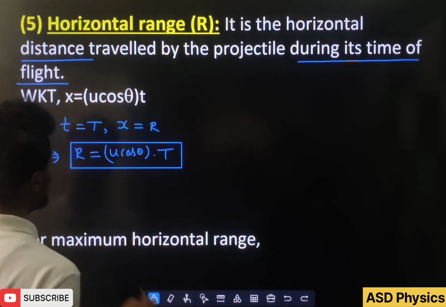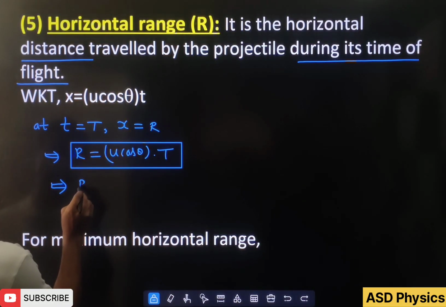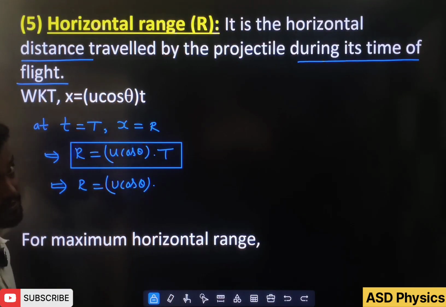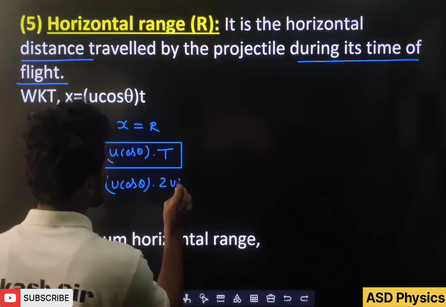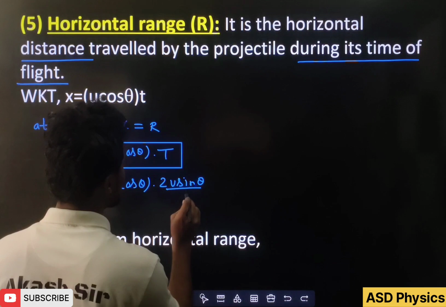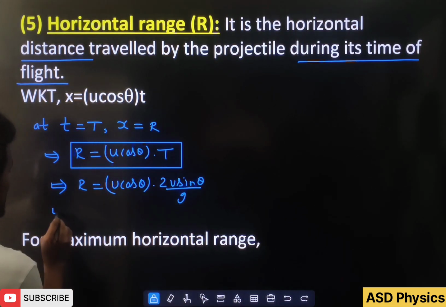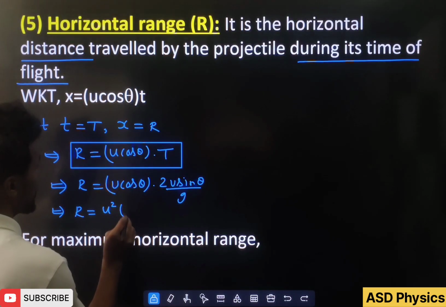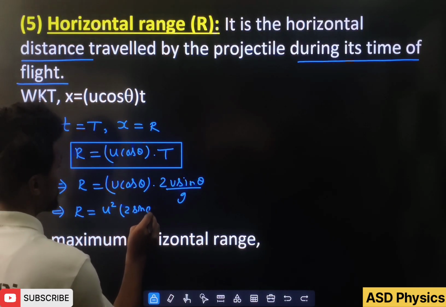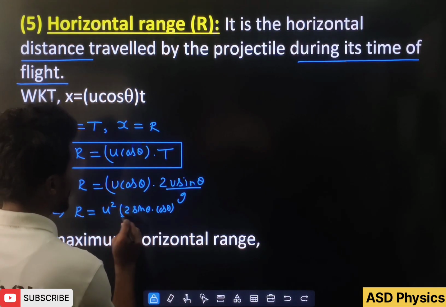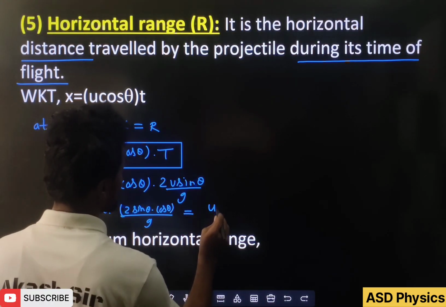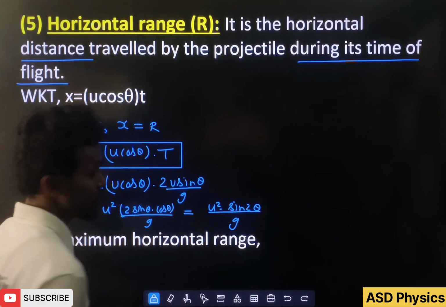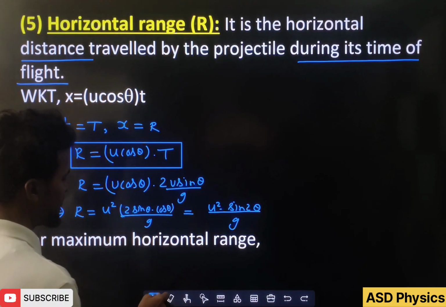I will put it into a bracket. After that, I can write R equals u cos theta into t. What is t? t we can write as 2u sine theta by g. And after that, this R will become u square into 2 sine theta cos theta by g, and we'll get the equation u square sine 2 theta by g. What is the equation? u square sine 2 theta by g.